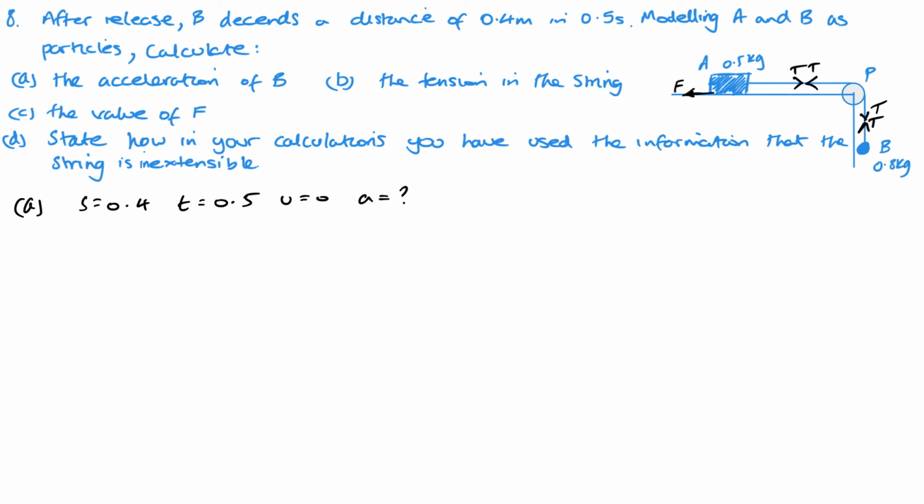We know it started from rest, and we want to find the acceleration. So s equals ut plus a half at squared. Again, just simply substituting everything in and then rearranging, we will get that a is 3.2 meters per second squared.